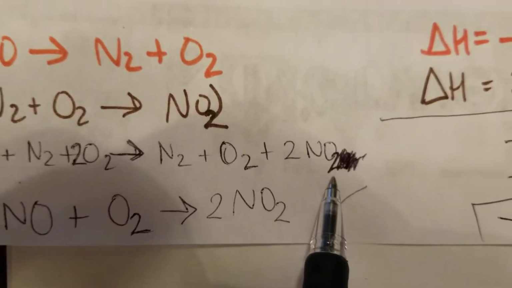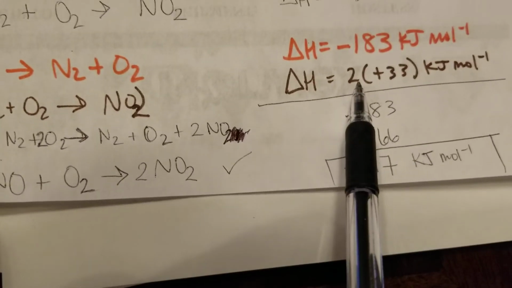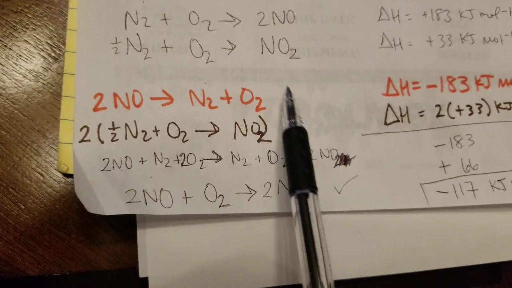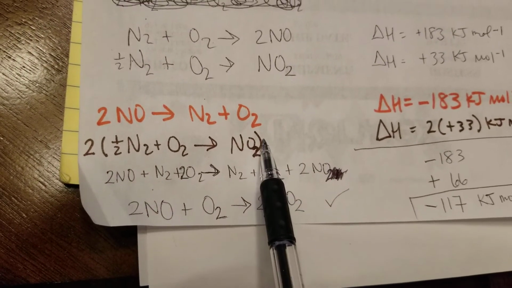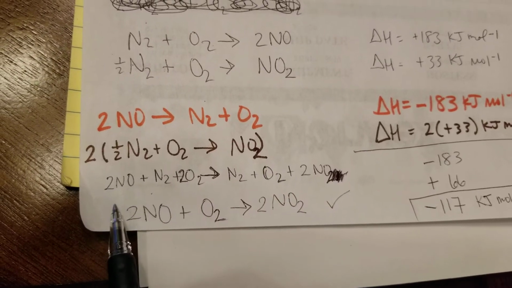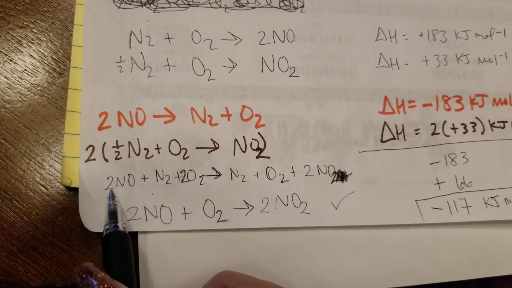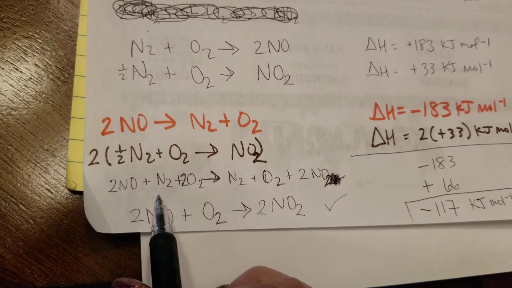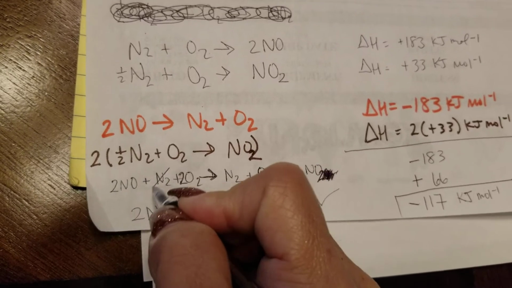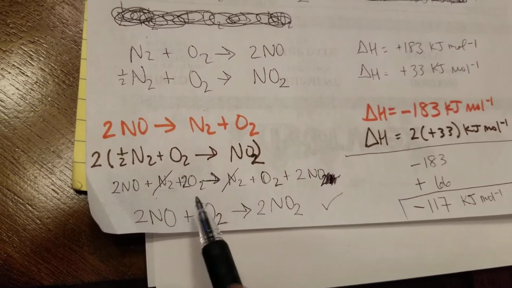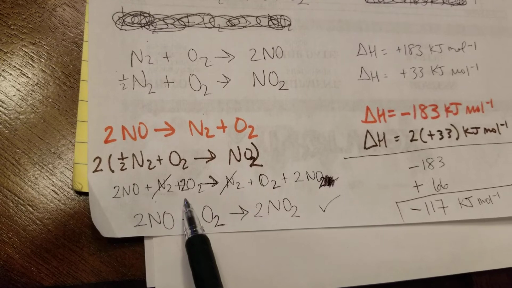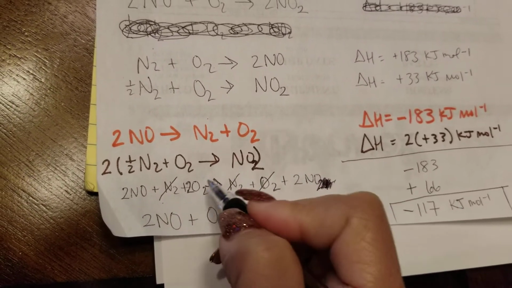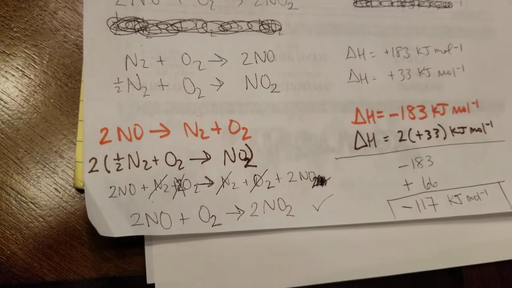NO2. All right. And then, of course, I had to multiply by 2 here as well, which gave me positive 66. So I had to flip the first one and multiply the second one by 2. And what that did is that you can see now, look, 2 NOs, it doesn't show up on the other side. N2 does show up on both sides, so those cancel out. This one, there's 2 O2s on this side and only 1 on this side. So this is going to cancel out 1 of these.